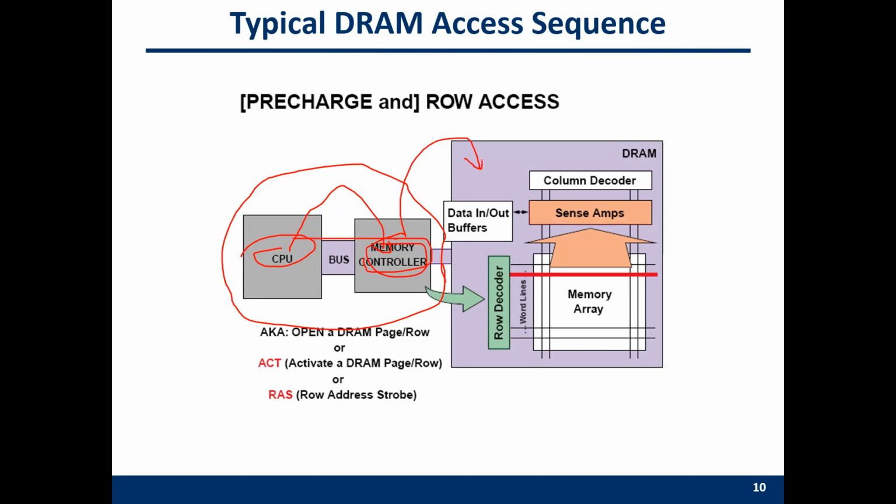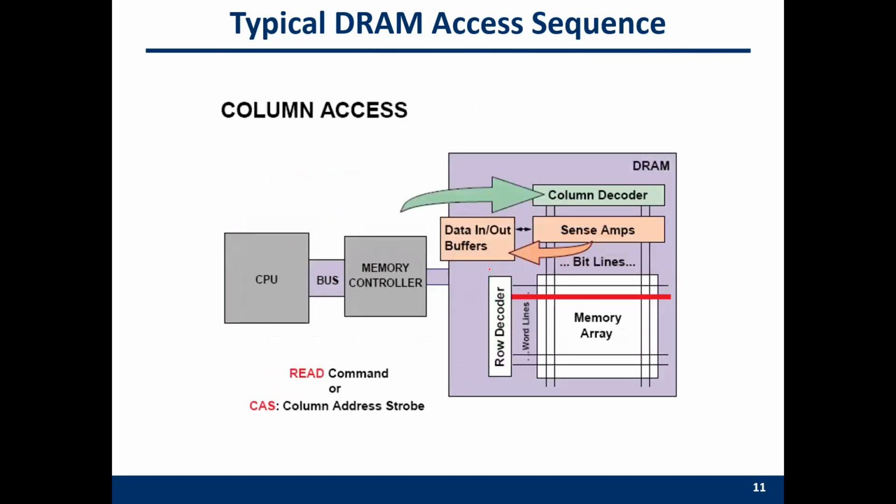The first command is activation. Activation means you enable one word line. After you enable the word line, charge sharing happens. The data will be sensed into the sense amplifier. And the sense amplifier will write the data in the row buffer for the entire row.